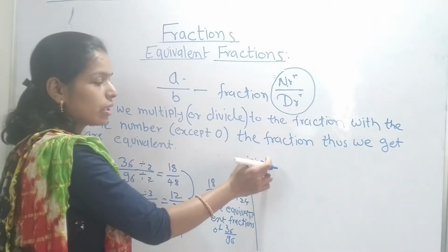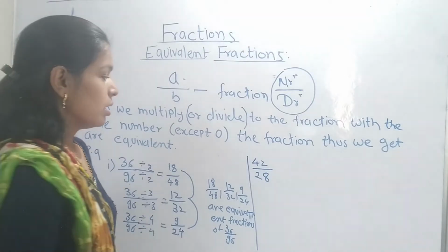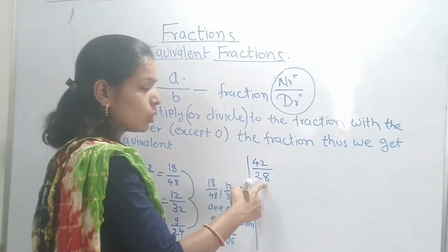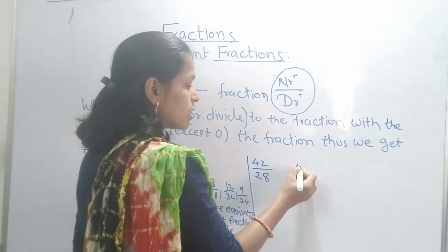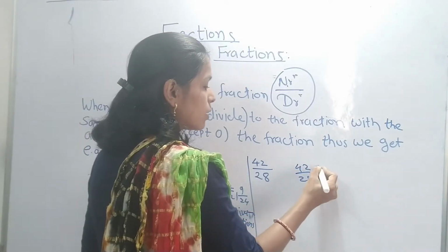One more example. 42 upon 28. See here, 2 and 8 are both divisible by 2. So let's divide 42 upon 28 by 2.